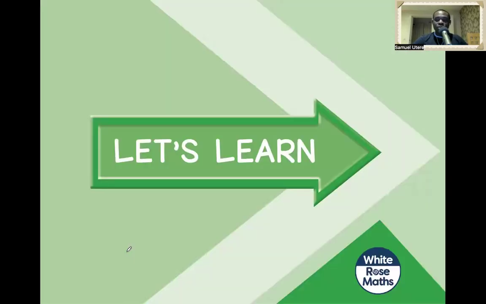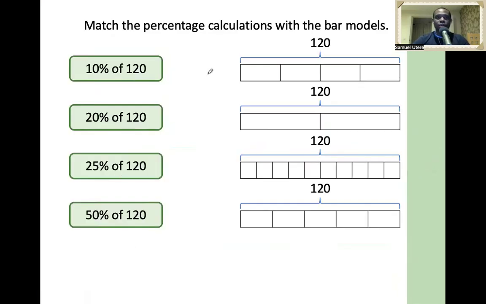So we're going to use this information to do some really clever things in this lesson. So here is this example. If you're asked to match the percentage calculations with the bar models, you begin to see why our first retrieval practice questions were really useful. So 10% splits things into 10 equal parts because we say it's 1/10. So it matches with that one. 20% matches with that one, splits it into 5 equal parts. 25% into 4 equal parts, and 50% into 2 equal parts.